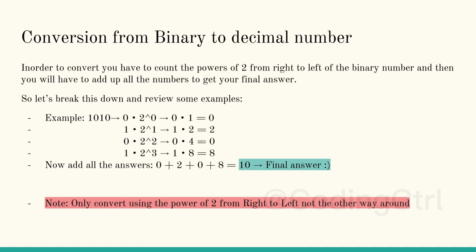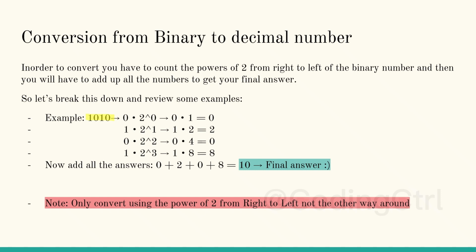In order to convert from a binary to a decimal number, you have to count the powers of 2 from right to left of the binary number, and then add up all the numbers to get your final answer. So let's break this down and review some examples. For our first example, we have the number 1010, which is a binary number since it includes ones and zeros. So, as per the rule, we would have to do it from the right to the left.